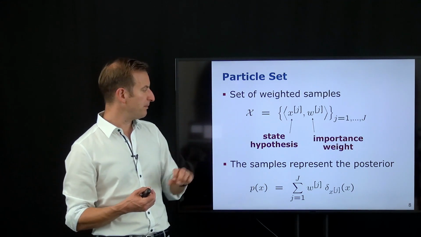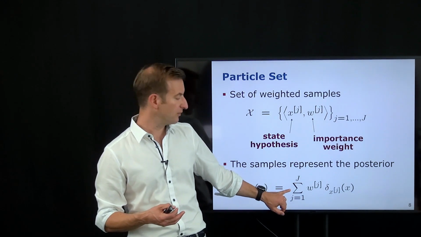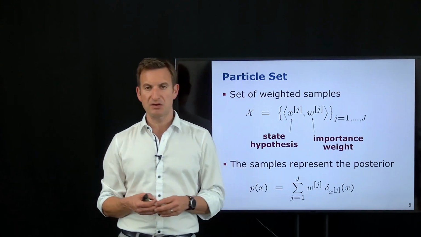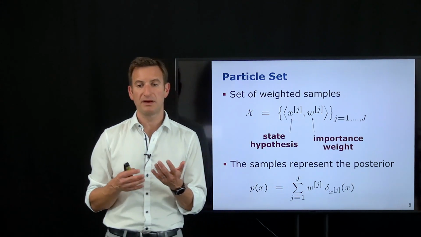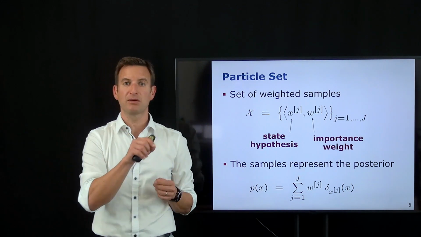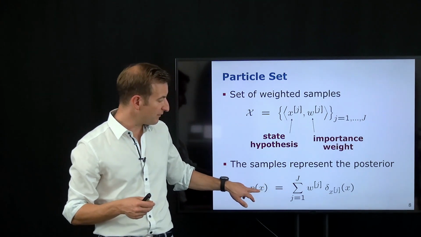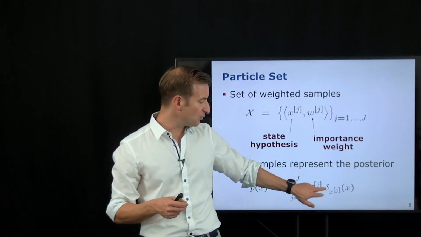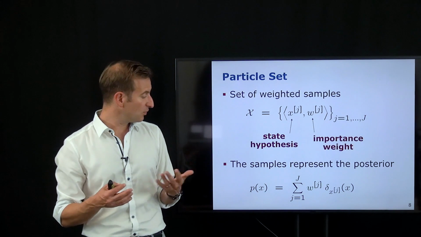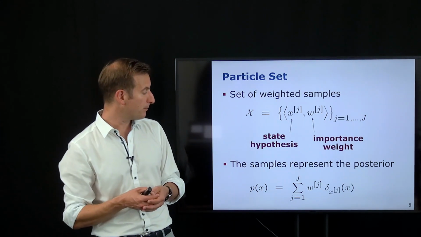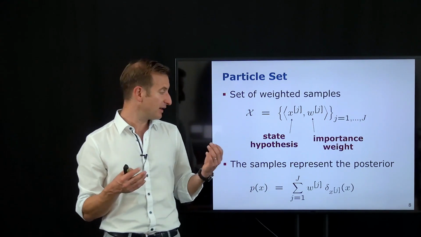This sample set then represents a belief or a posterior given by the sum over all samples of the weight of that sample, multiplied with the Dirac function centered at the location of the sample. That means this is a weighted sum of Dirac impulses, and at every sample location there's one Dirac impulse. If I integrate over this function, so integrate over the variable x, the integral over a Dirac function is 1. If our weights are normalized to 1, this will give me a probability distribution with an integral of 1, so a proper probability distribution. And this is the distribution it actually represents. So it should be clear, again, this is an approximation.